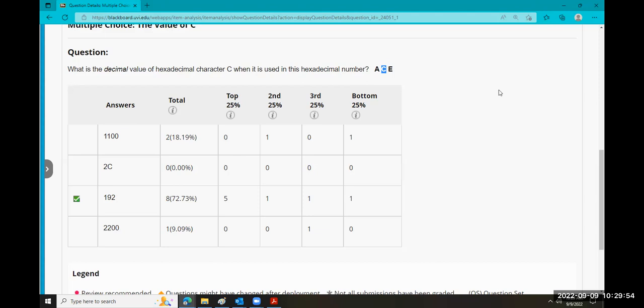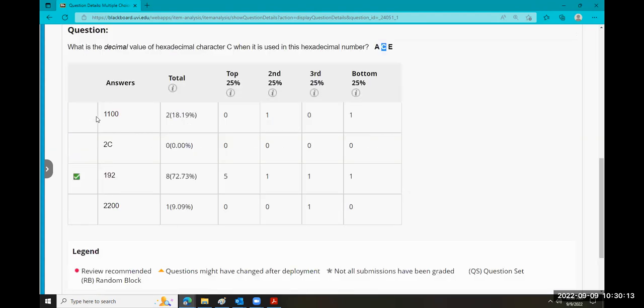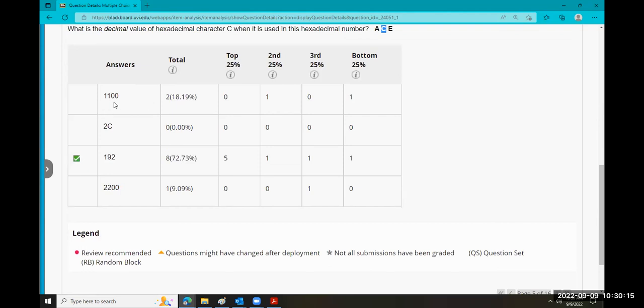It is 12. And so I take 12 and multiply it by 16 and I get 192. Would anyone need to see that? I can break that out. Okay. So we did have some other answers.